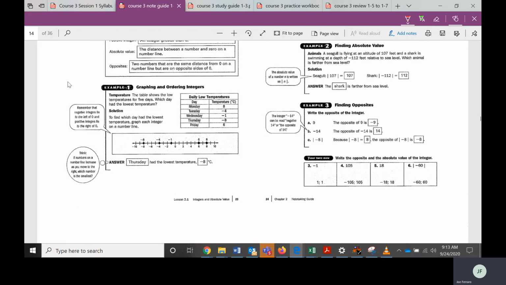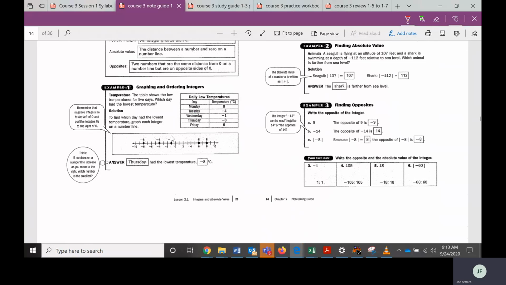Okay. So it says here to find which day had the lowest temperature, graph each integer on a number line. Now if this was just the question and didn't say you had to graph it, you probably don't have to do it, especially for a problem like this. When we live in Minnesota, we're used to negative numbers with temperature. So you could probably look at this chart and see what's the coldest day. Okay, we're used to that here.